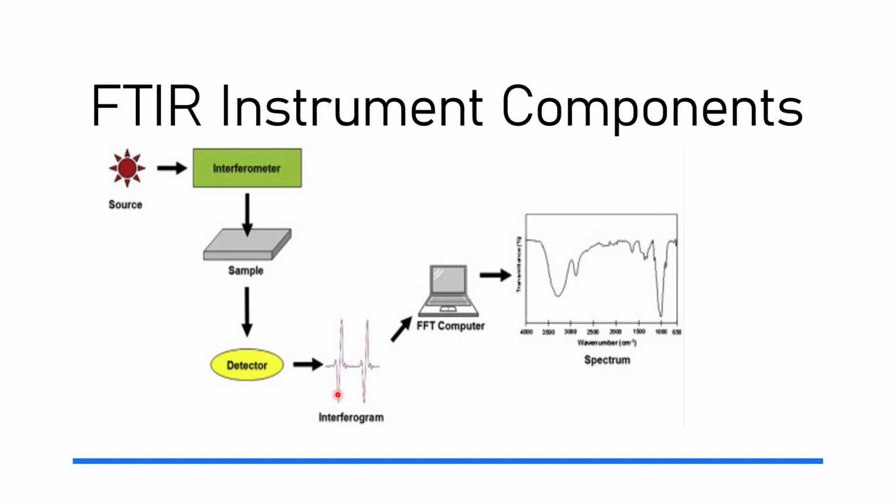And then the transmitted light reaches the FFT computer, that is Fourier transform, to convert this interferogram into an IR spectrum. So in your software system you will have this IR spectrum, which is showing the characteristic absorption peaks of the sample, right?